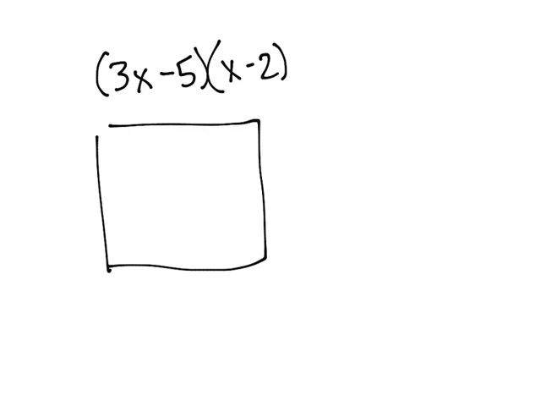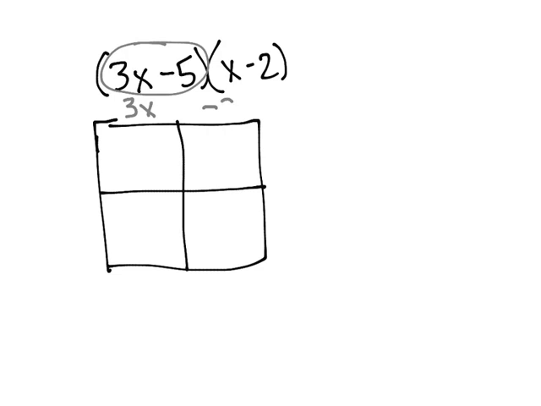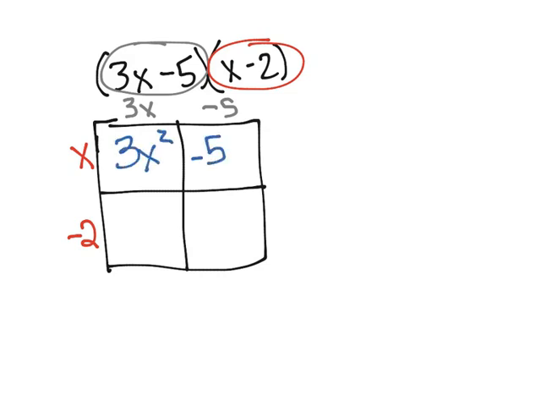Since we have two binomials, or problems with two terms each, we know that we'll have our giant box split into two columns and two rows. 3x minus 5 can be broken down into 3x and negative 5. X minus 2 can be broken down into x and negative 2. When we start multiplying our lengths times widths, we get 3x squared, negative 5x, negative 6x, and negative 10.